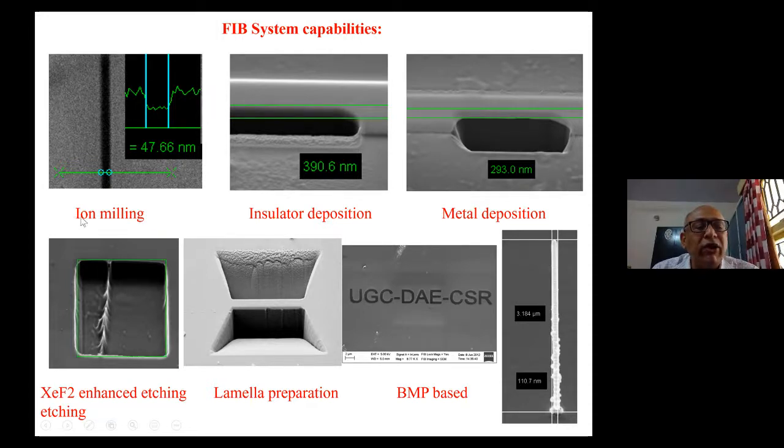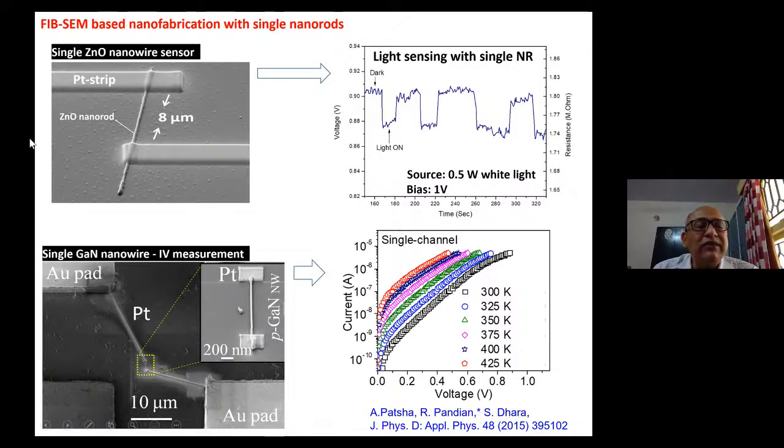For example, here ion milling has been done. Ion milling, insulated deposition, metal deposition, lamella preparation, and so on. And further, look at this single zinc oxide nanowire sensor, which has been put between these platinum strips for measurement, and the light sensing with the single nanowire has been measured, shown here as voltage versus time. And you can see how when the light is on, it shows the voltage.